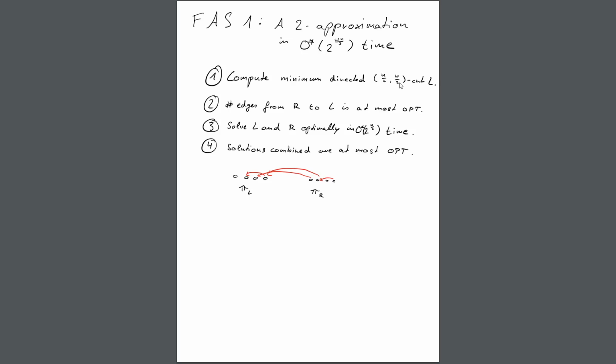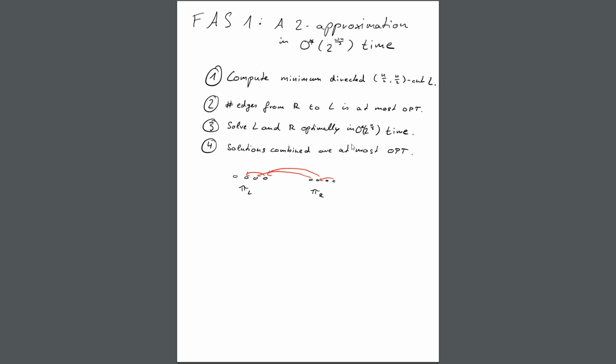And of course, this is a lower bound for the feedback arc number of the graph, because consider any optimal ordering, then there is a cut in the middle that partitions into two sets of equal size, and the number of backward arcs here is, of course, at most the number of backward arcs in the entire graph, which is the feedback arc number. So this gives us that the number of edges from R to L is at most opt.